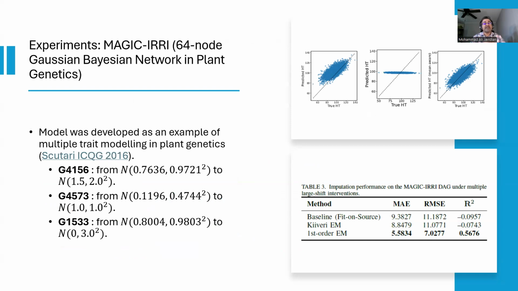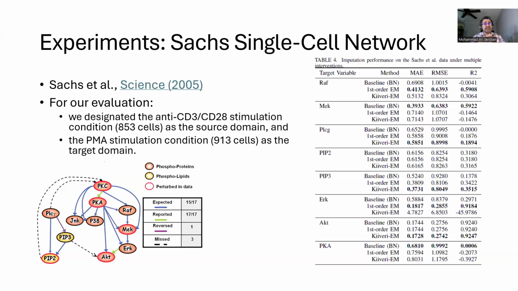And finally, a classic single-cell signaling dataset. This dataset measures phosphorylated signaling proteins in human primary CD4 plus T cells under targeted perturbations. We treat anti-CD3/CD28 as the source domain and PMA as the target. Note that in the table, RMSE and MAE are reported in Z units, not raw scales.